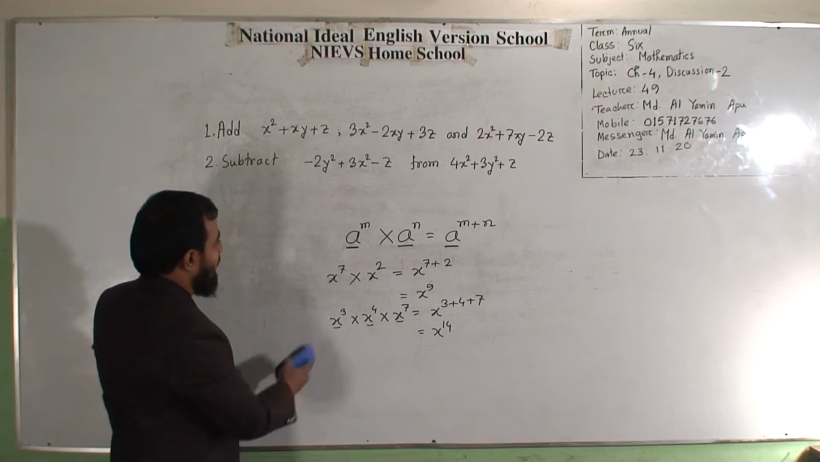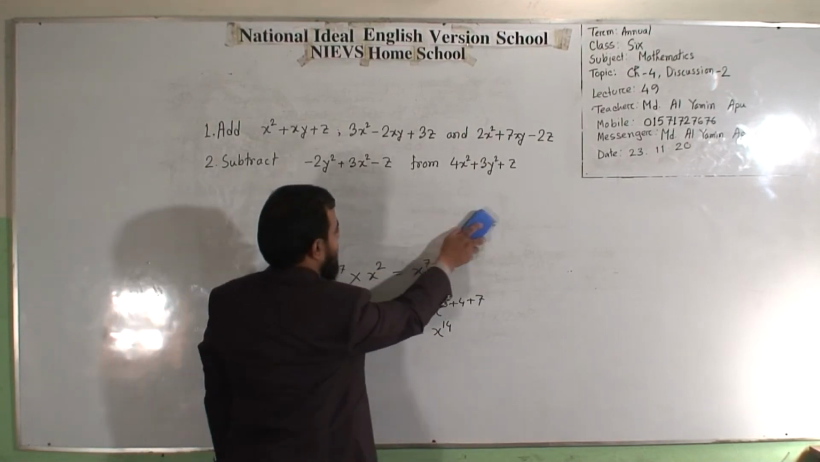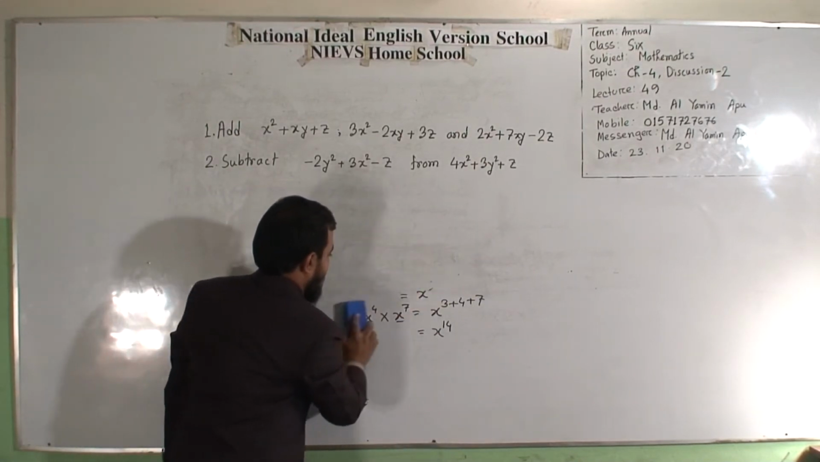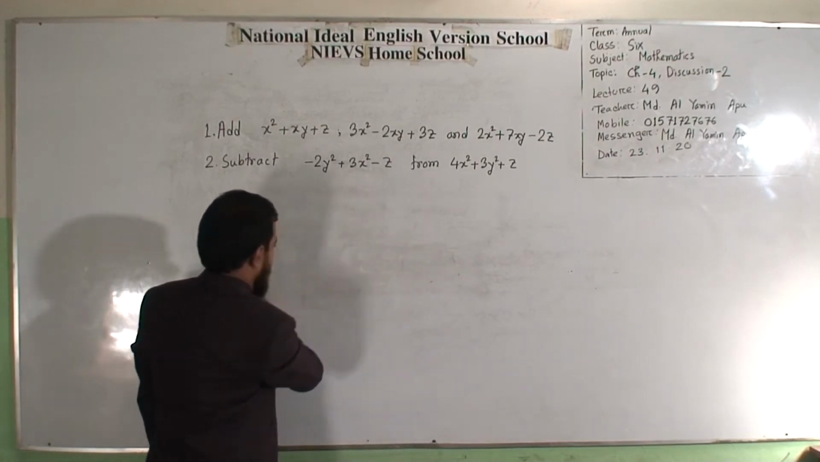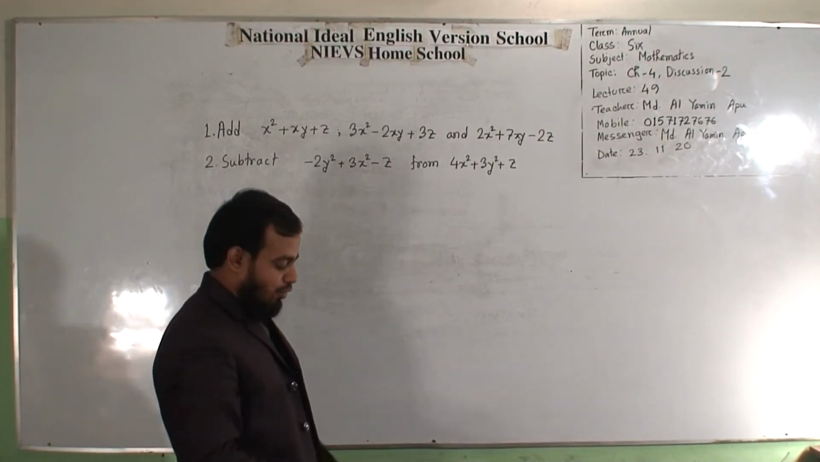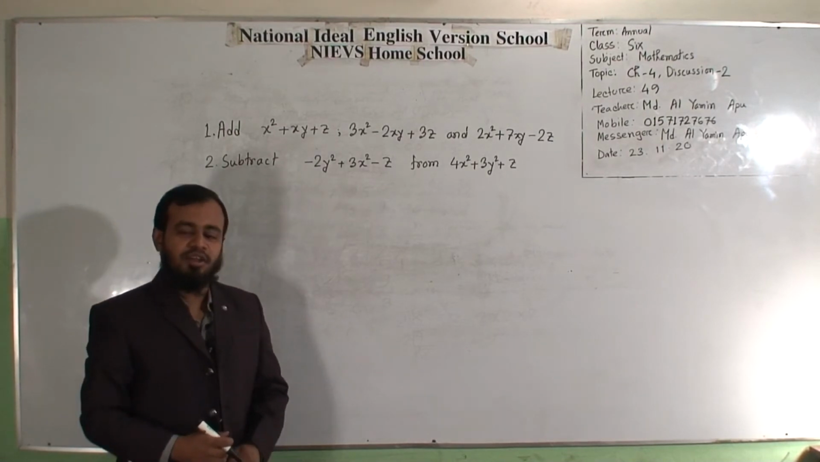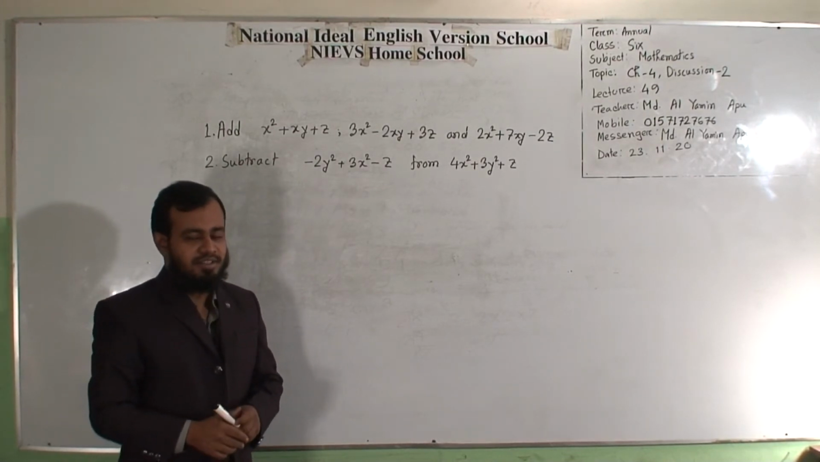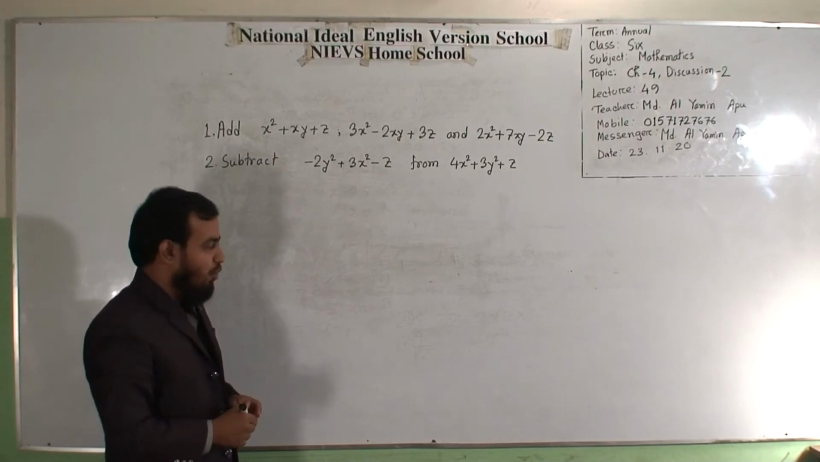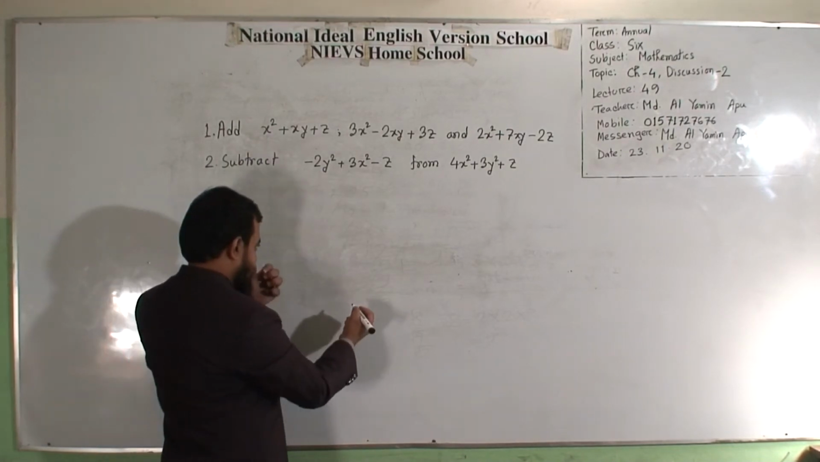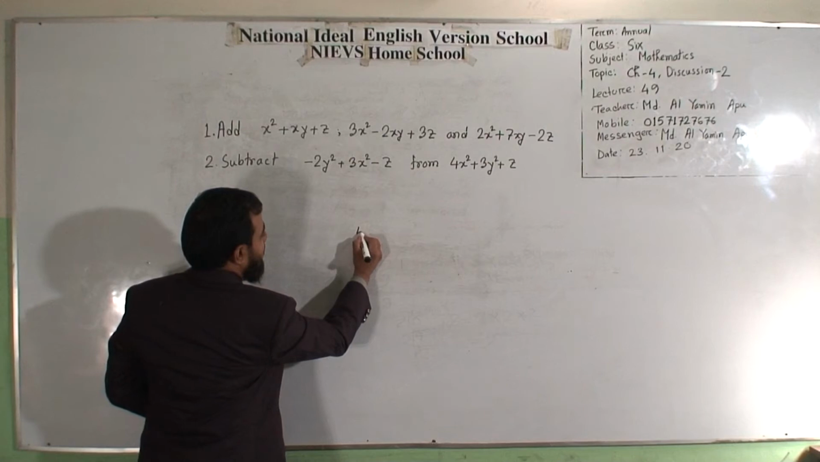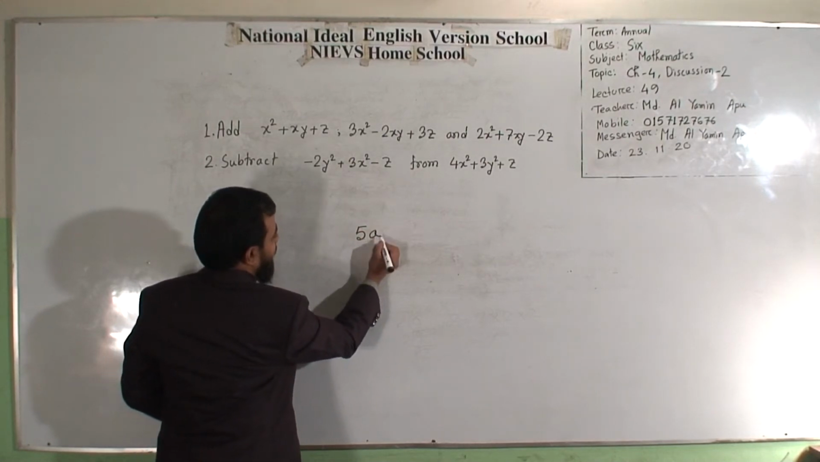Now I am going to discuss addition and subtraction of algebra. Before that, we have to know what similar terms and dissimilar terms are. Otherwise we can't add or subtract. We have to understand what similar terms are and what dissimilar terms are. Okay, we will learn this by an example.